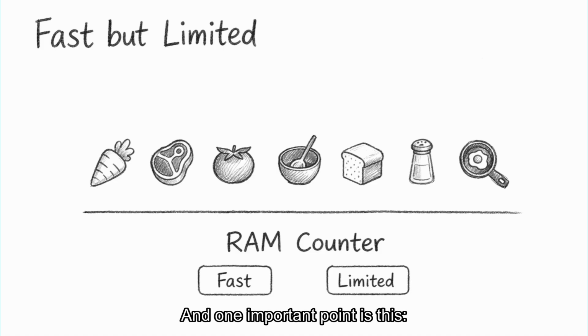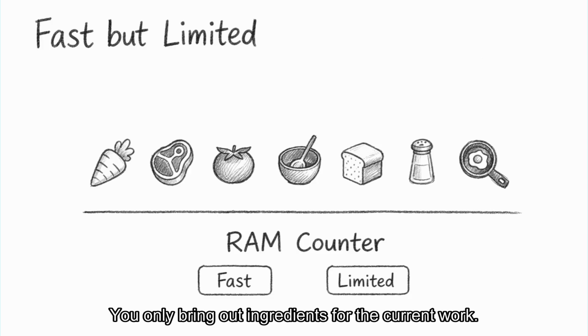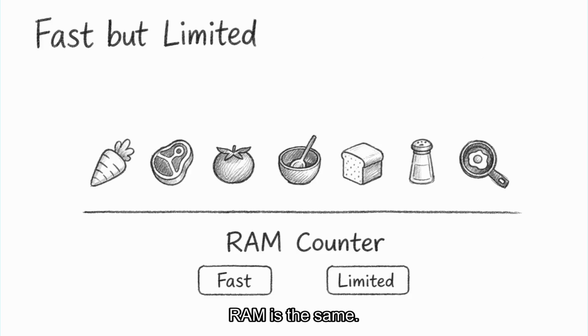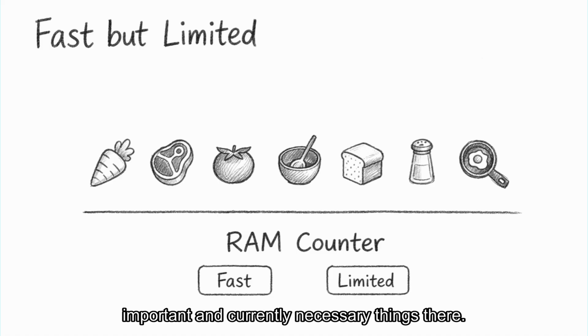And one important point is this: RAM is fast, but it's limited. A kitchen counter also has limited space. If the counter is too small, you can't place everything there. You only bring out ingredients for current work. RAM is the same. It's really fast but limited. So the system tries to keep important and currently necessary things there.